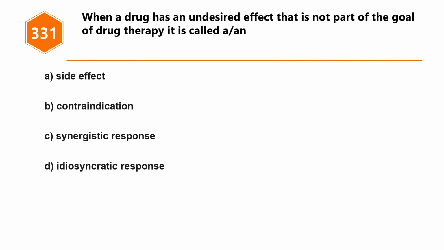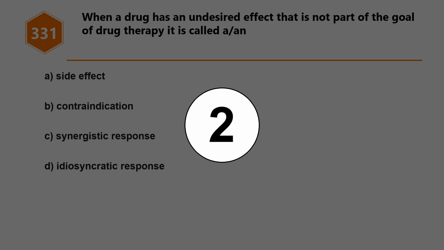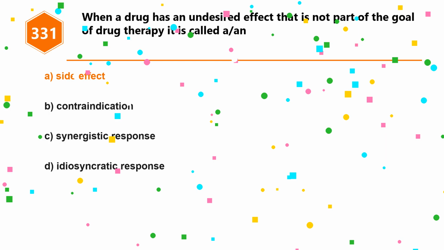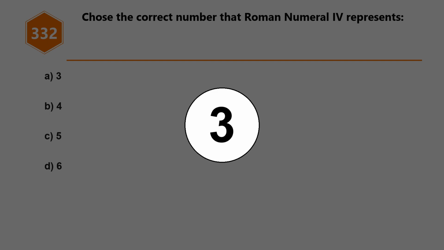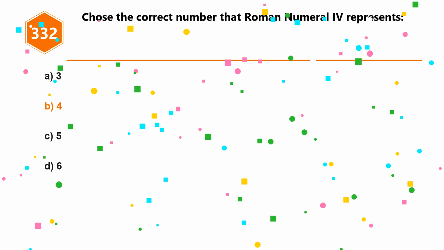Question 331. When a drug has an undesired effect that is not part of the goal of drug therapy, it is called a/n. Option A, side effect. Option B, contraindication. Option C, synergistic response. Option D, idiosyncratic response. The correct answer is option A, side effect. Question 332. Choose the correct number that Roman numeral 4 represents. Option A, 3. Option B, 4. Option C, 5. Option D, 6. The correct answer is option B, 4.